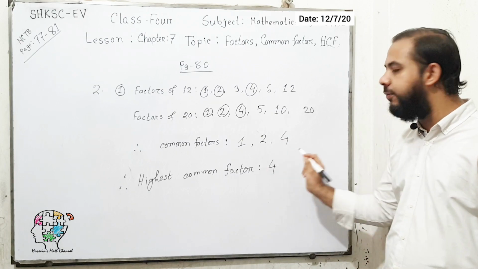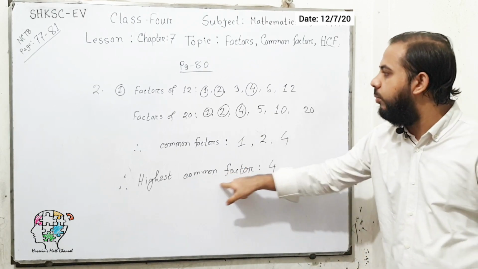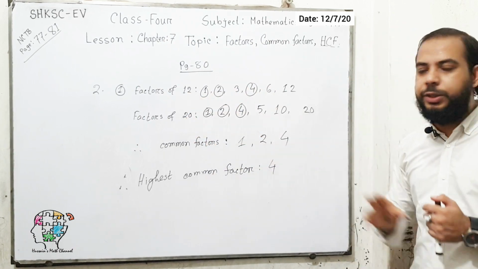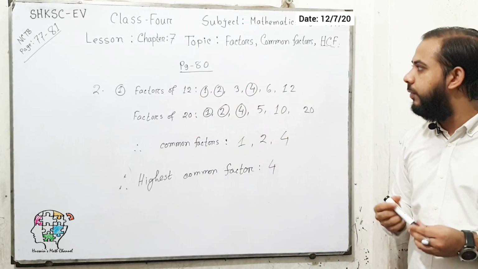So here the highest number is 4. So 4 is the highest common factor of 12 and 20. So between 12 and 20, 4 is the highest common factor.